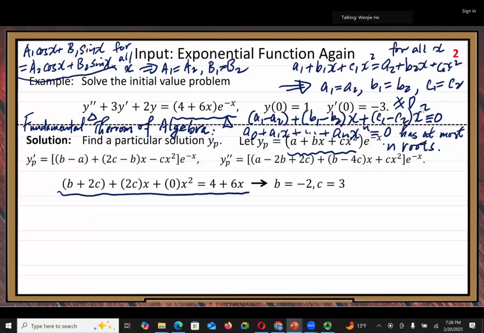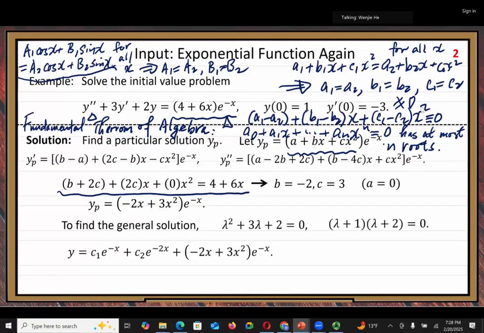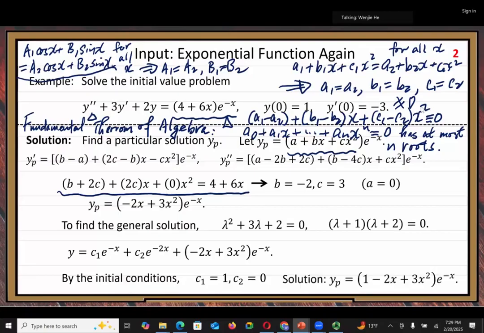So here we can do it in that way. We can find the particular solution YP, and then find the general solution. That's easy, the characteristic equation, right? And we have C1, C2. So that's the first example. With the initial condition, you can determine C1, C2. So the final solution.